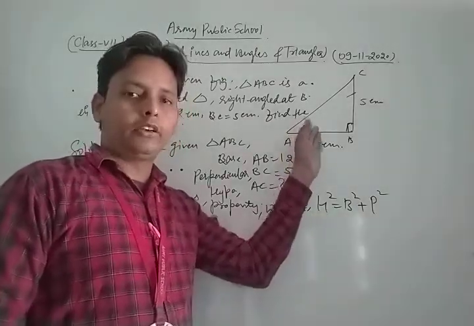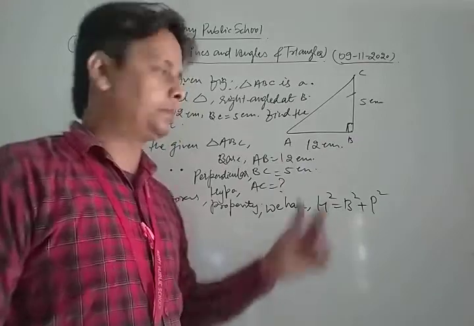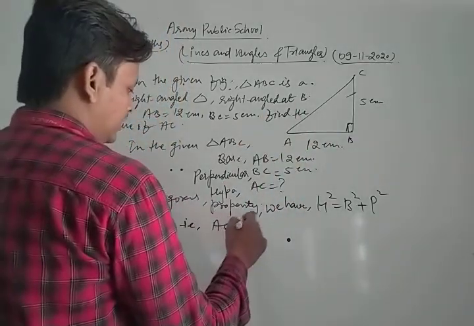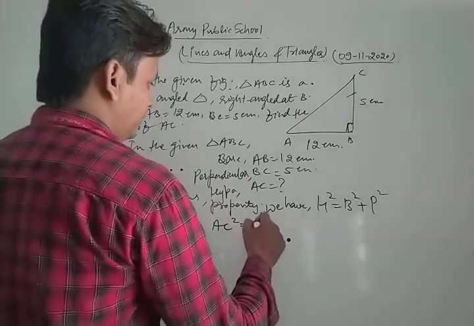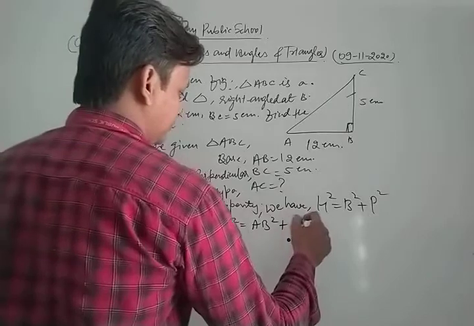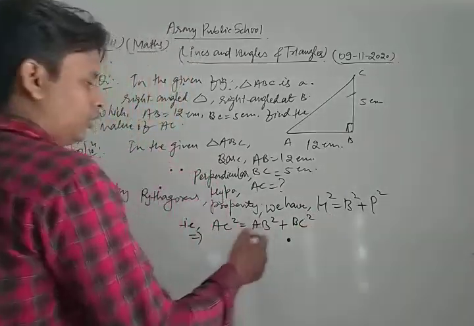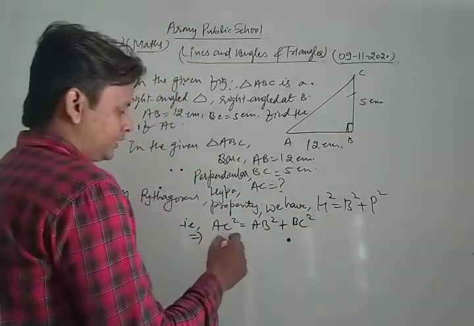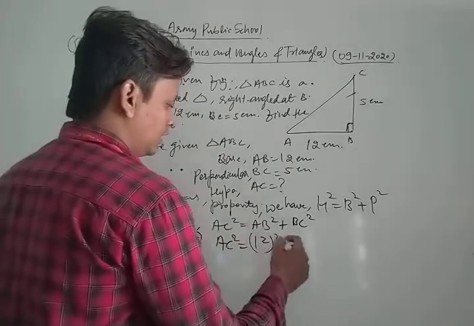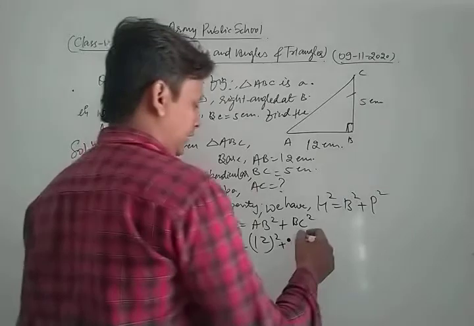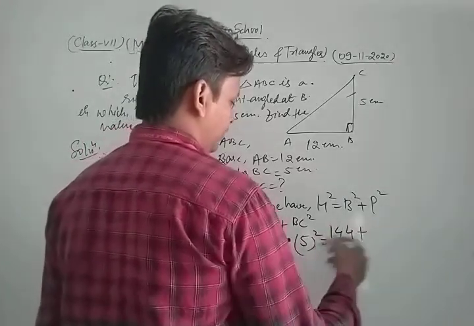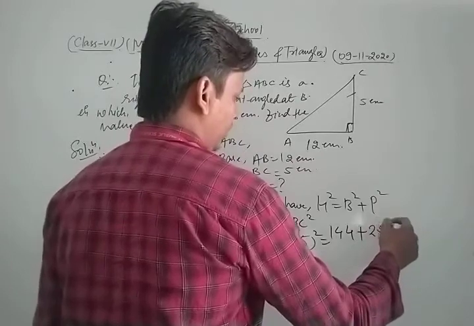Now, according to that figure, we put the hypotenuse, base, and the perpendicular. So the hypotenuse is AC. That is AC square is equal to base AB plus perpendicular BC. Thus we put the value of each. So AC square is equal to AB is 12, so we write 12 square plus BC is 5, so we write 5 square. So we get 144 plus 25.